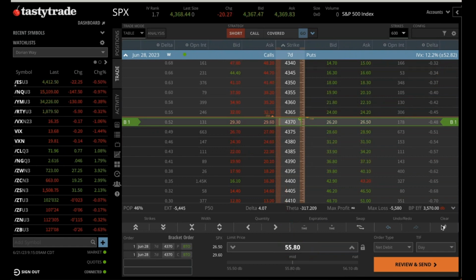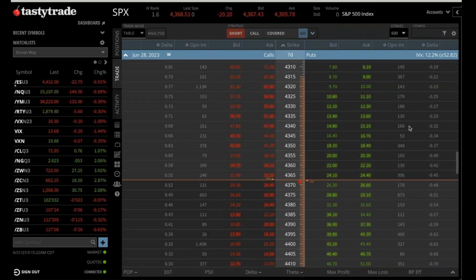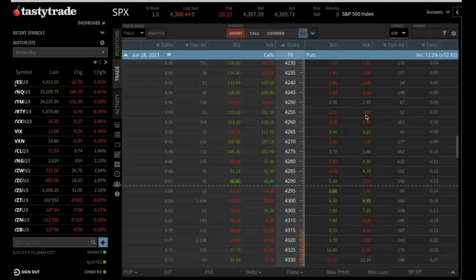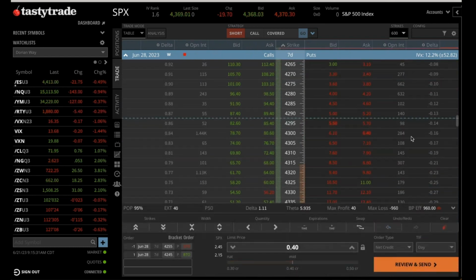So in this example, if we said it's 112, I would take this number here and I would subtract 112 for instance. So 4368 minus 112, that'd take me to 4256. That's basically around here. And as I say, we started off with a 10-point wide spread. That's giving me $45, and that's about a 7 delta.